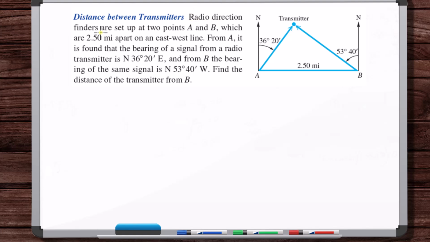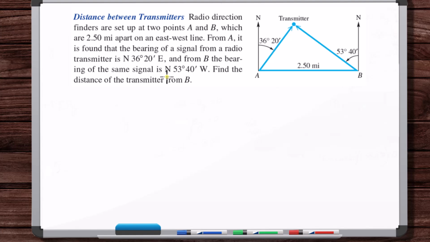Radio direction finders are set up at 2 points A and B, which are 2.5 miles apart on an east-west line. From A, it is found that the bearing of a signal from a radio transmitter is north 36 degrees 20 minutes east, and from B, the bearing of the same signal is north 53 degrees 40 minutes west. Find the distance of the transmitter from B.